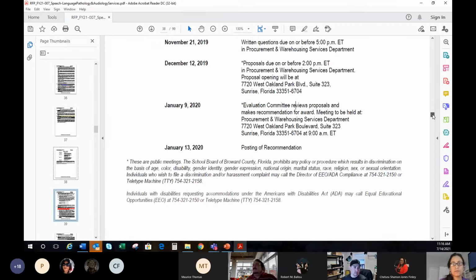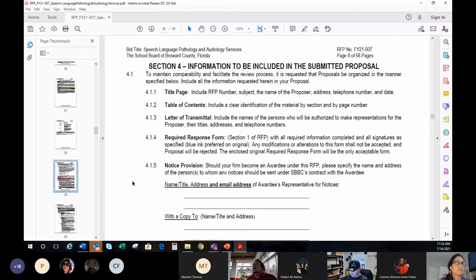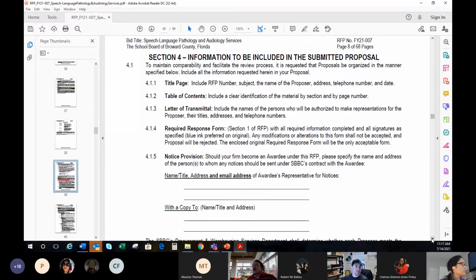Now, this is the section. It says information to be included in the submitted proposal. In your proposal or binder, we prefer to have the proposal submitted, the paper copy, in a 3-ring binder, because it keeps everything in place. If you don't do that, excuse me for a second.